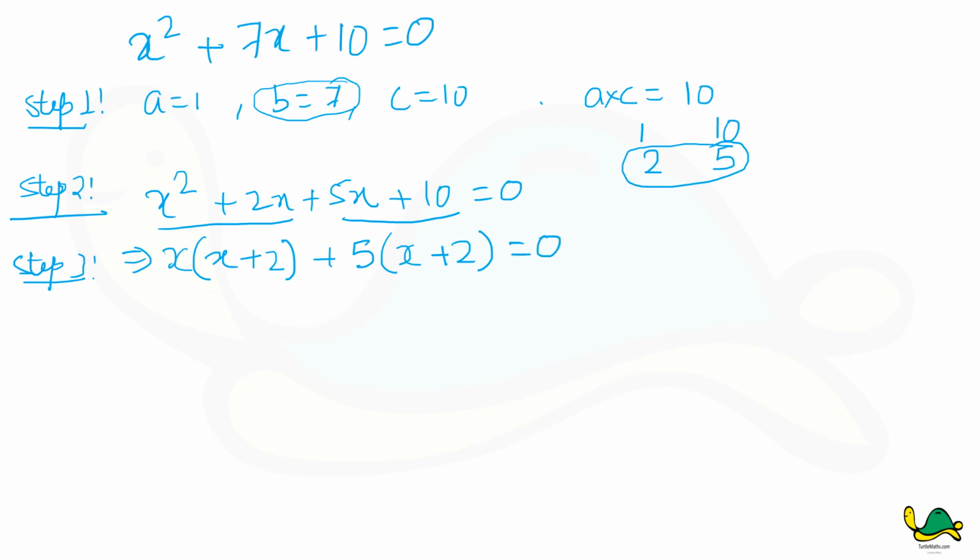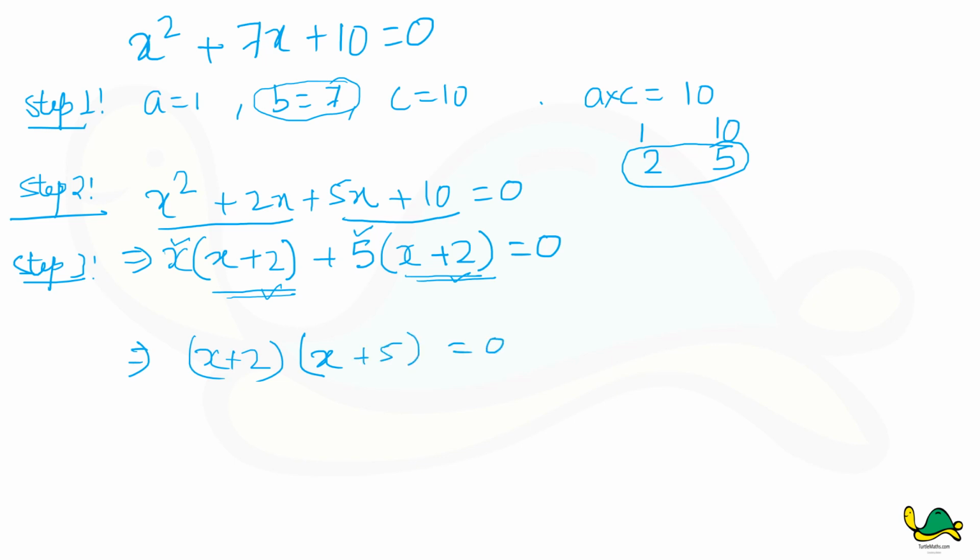Pay attention, here I have got x plus 2, here also I have got x plus 2. If you have written your B correctly, you will get the same binomials over here. Now I can take x plus 2 common. Taking x plus 2 common, I write x plus 2 outside and create another bracket, and in this bracket I will write whatever terms I have written outside of the binomial in the previous step. So I will be left with x plus 5 equal to 0.